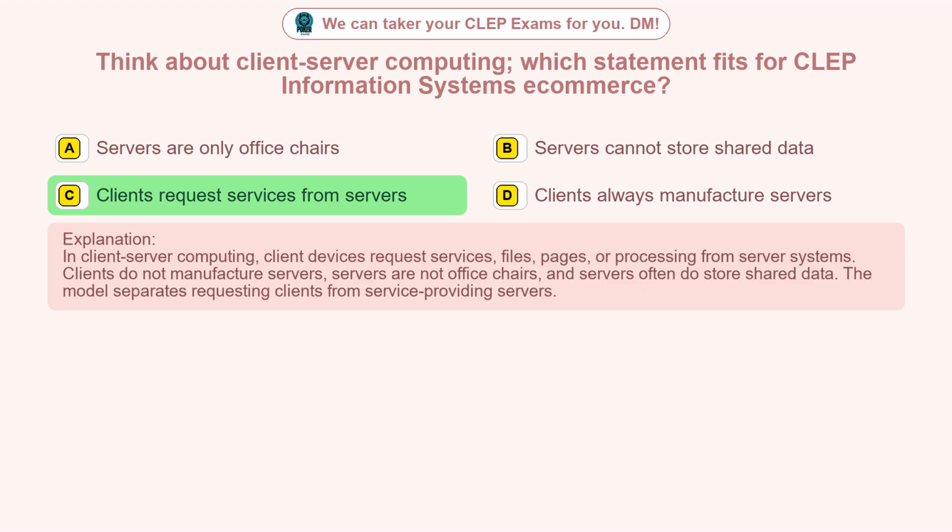In client-server computing, client devices request services, files, pages, or processing from server systems. Clients do not manufacture servers, servers are not office chairs, and servers often do store shared data. The model separates requesting clients from service-providing servers.